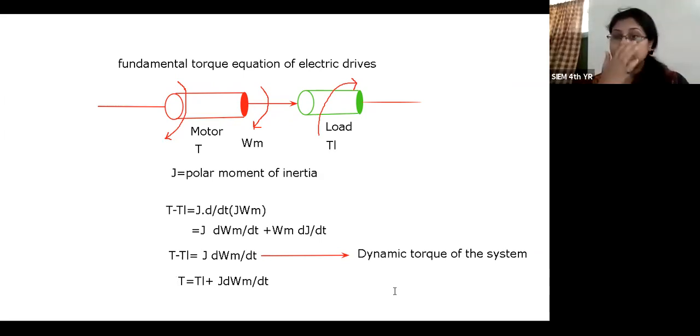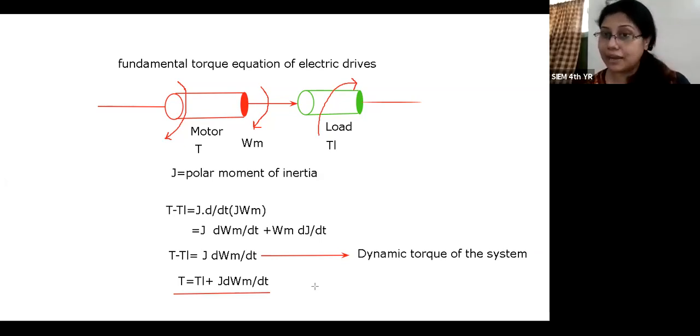That is, motor torque is equal to load torque plus dynamic torque. So this is the basic expression of our electric drives. That is the fundamental load torque equation, and you have to remember this: motor torque is equal to load torque plus dynamic torque. Okay, this one is very much important, and you have to remember this equation.